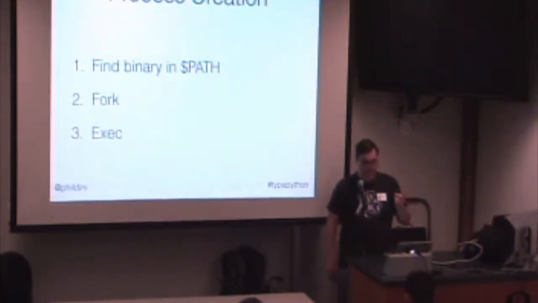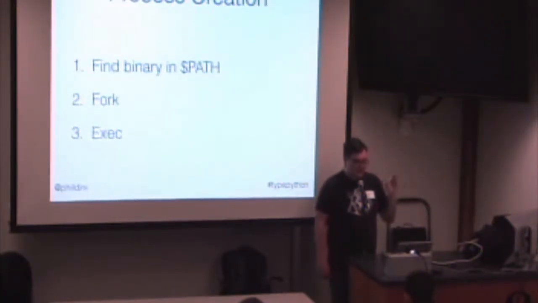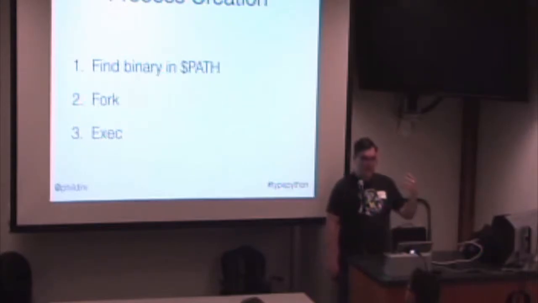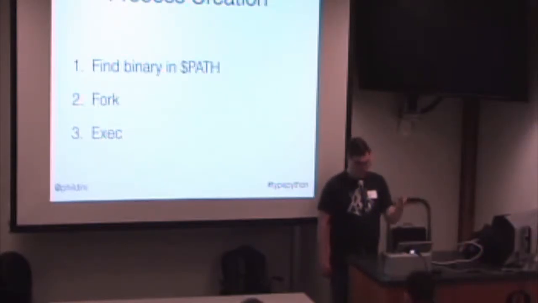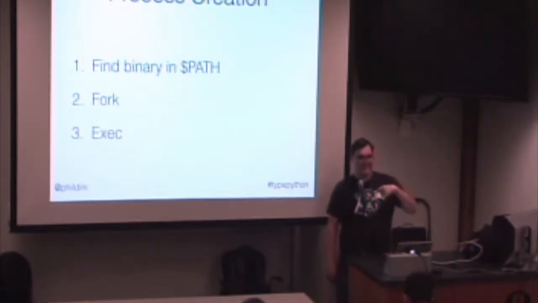All right, quick recap. Process creation: find the binary in the path variable, fork the current process to make a new process to run the program in, and then exec that program in the new process. Cool.